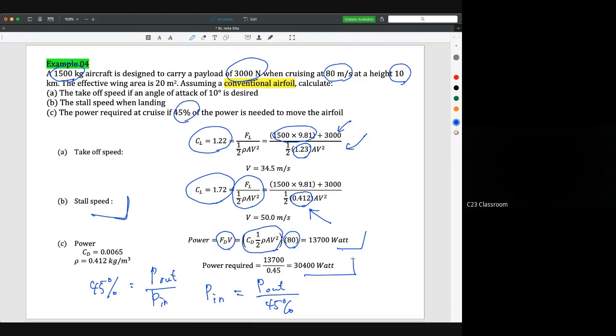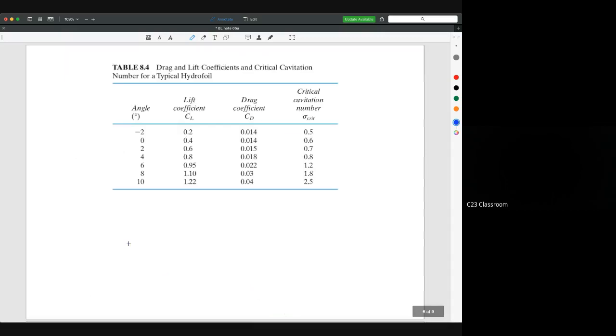And then the CD here is actually the common CD in this situation for a conventional airfoil. So this is what we have here. This is the angle of attack, this is the lift coefficient, and this is the drag coefficient.